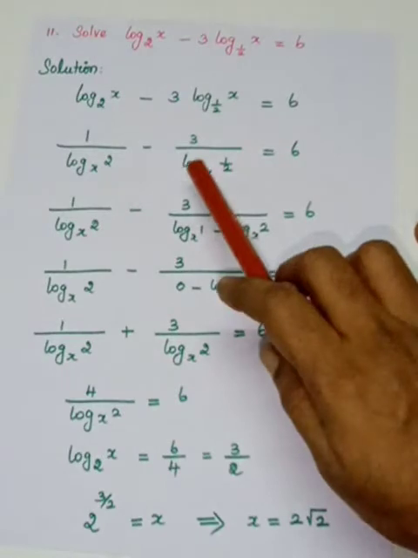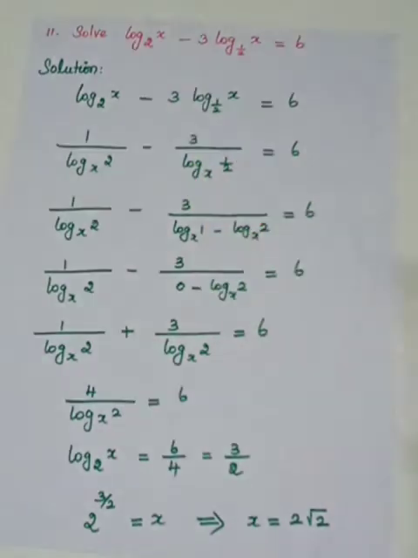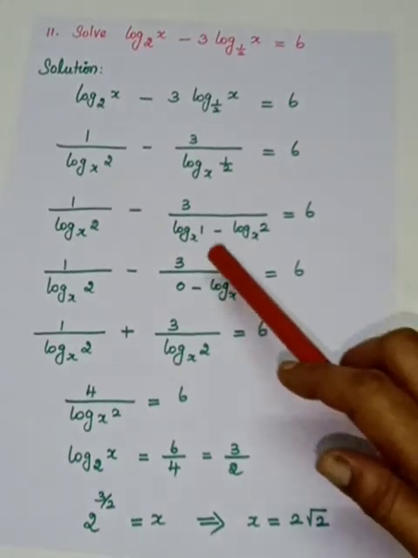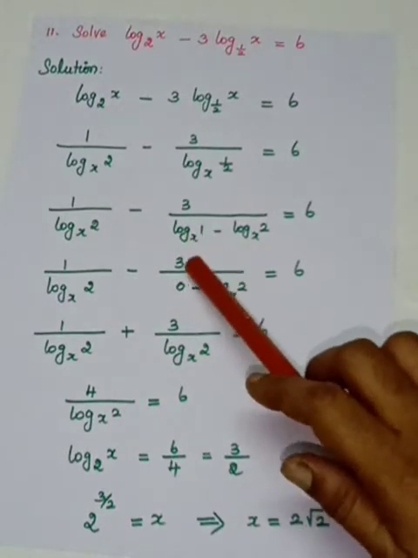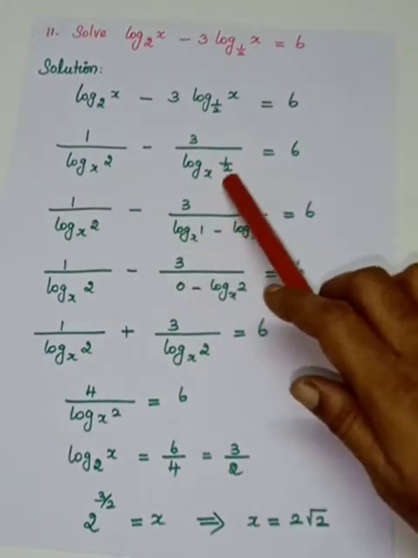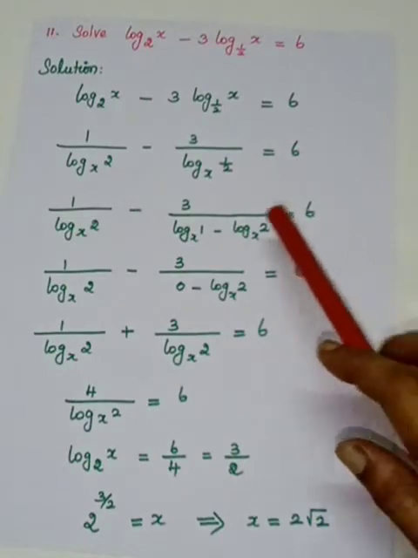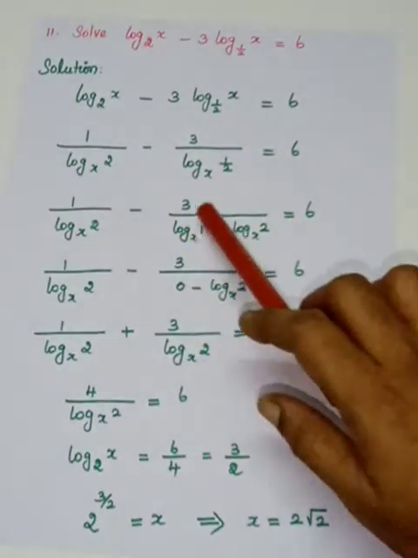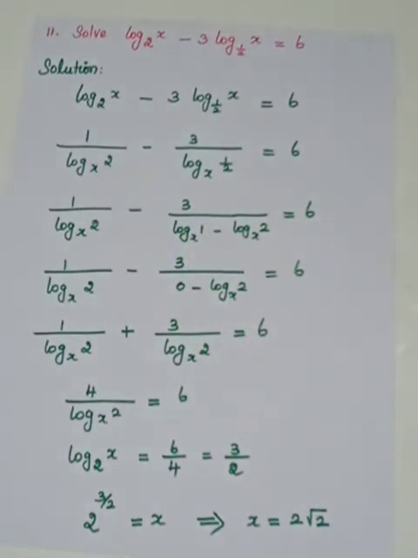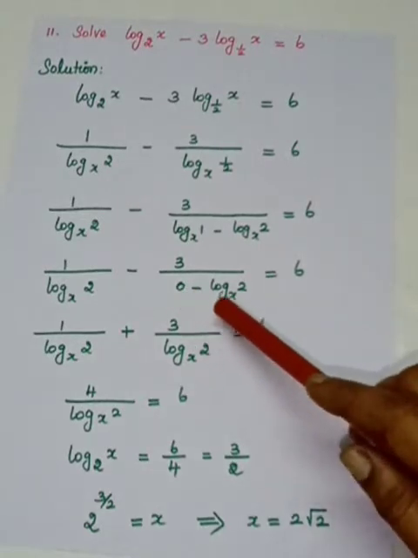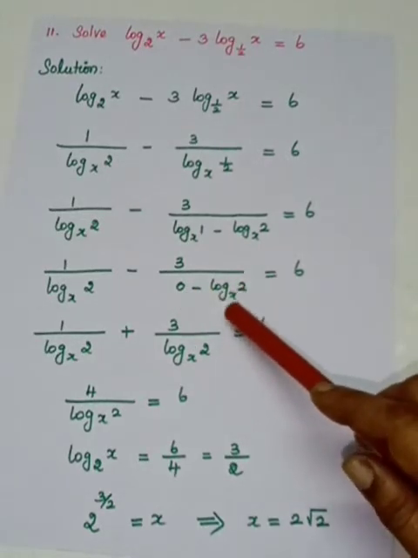Come to the second term. Here you have log 1 by 2. It is in the form of log a by b. Log a by b can be written as log a minus log b. So it will be log 1 to the base x minus log 2 to the base x is equal to 6. See, log 1 you know very well, to any base it is 0. So here it is 0, so minus log 2 to the base x.